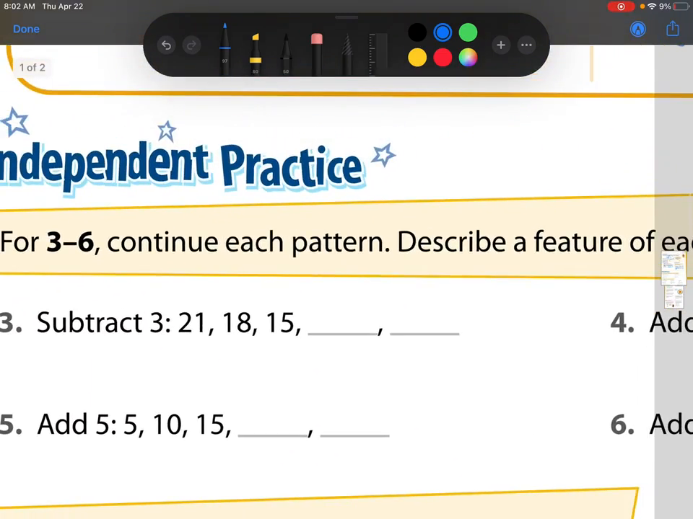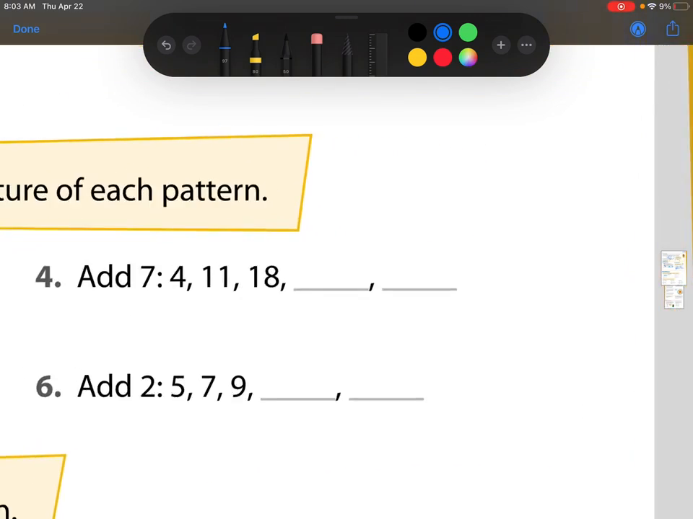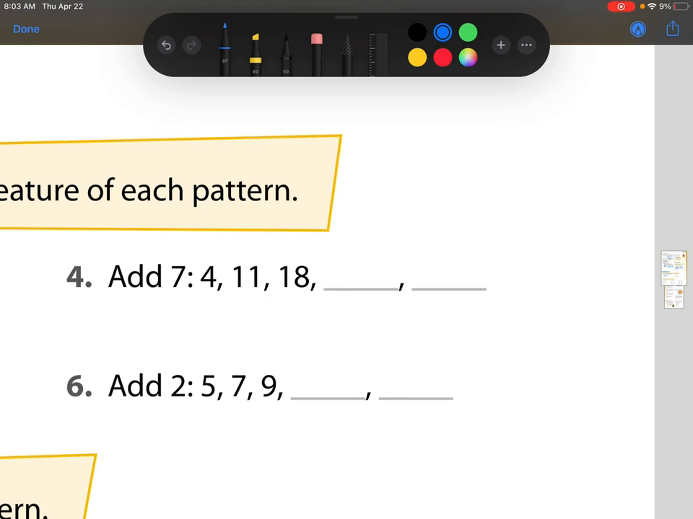Number 3, continue the pattern and describe a feature. Subtract 3. So then we have 15 minus 3 is 12. 12 minus 3 is 9. And what's our feature? They are multiples of 3. Every one of these is times 3, a multiple. So that's 3 times 3. That one is 4 times 3, 5 times 3, 6 times 3, 7 times 3. So they're all multiples.